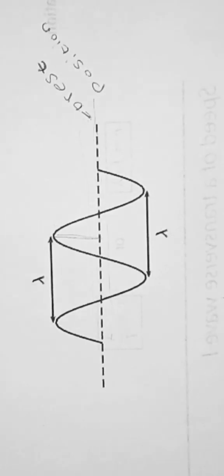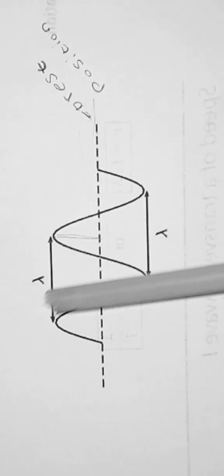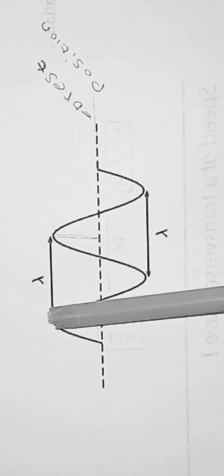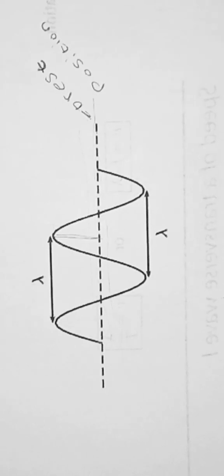Here we are given a transverse wave. As you can see, we have our lambda, the distance from crest to crest, or from trough to trough. So a crest is a maximum, and a trough is a minimum.